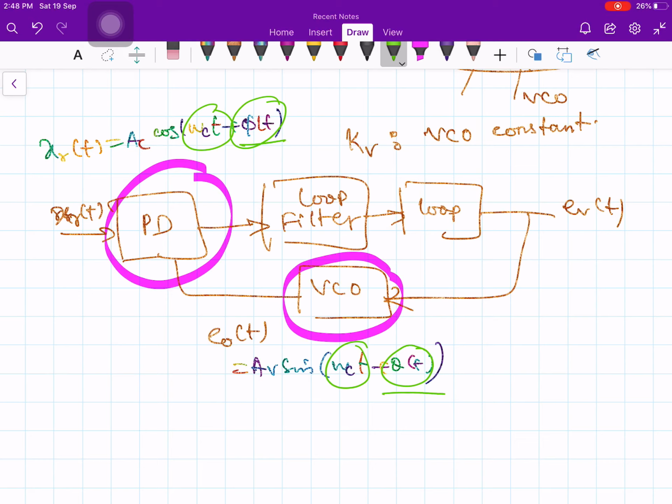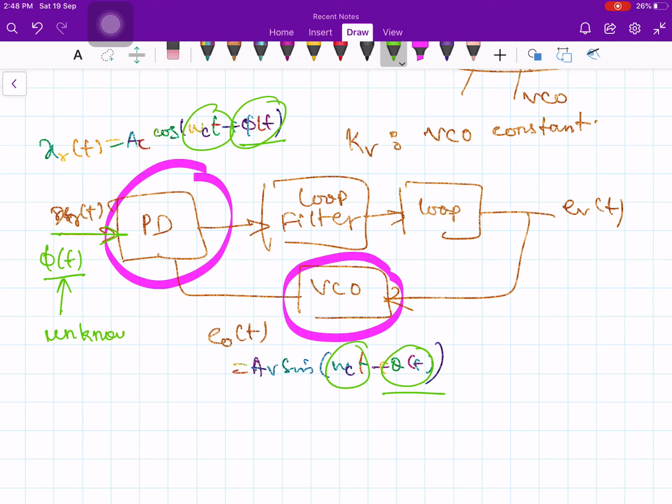Least bother about the omega ct. I can consider phi of t as some kind of input to the system. Think of this whole block diagram, these 4 blocks, as a system, and the input to this whole block diagram is phi of t. Let us assume this is an unknown phase.